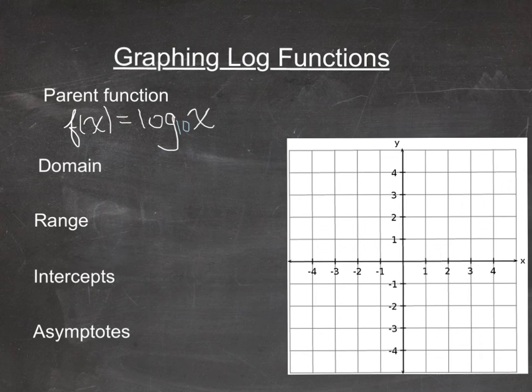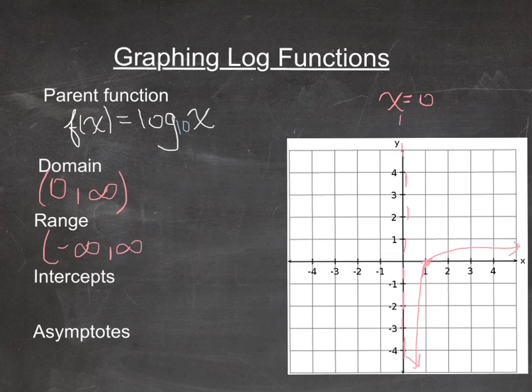So if I were to graph this, I know that when x equals 1, y equals 0. I had that from before in the introduction video. I have an asymptote here at x equals 0. And then my graph takes on this basic shape. It's actually an inverse exponential function. So my domain is going to go from 0 to infinity, not including 0. My range is from negative infinity to infinity. My intercept is 1, 0, and my asymptote is at x equals 0.